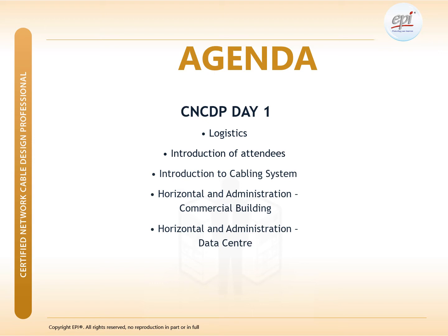So introduction, we'll talk about the brief history, standards, basic components, give you a quick recap what is a cabling system. Then we will talk about the horizontal cable. Horizontal cable is the cable segment between the wire room to the end user outlets. And then the administration is the patching area.